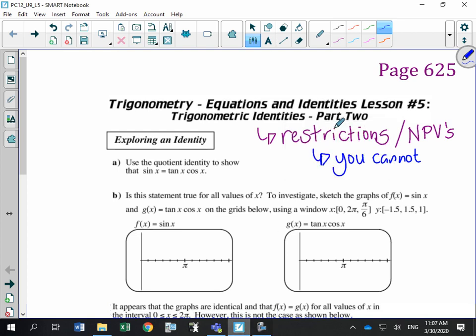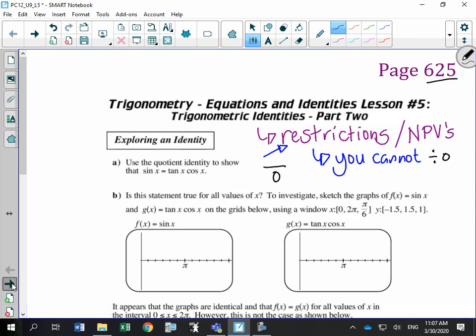This is lesson 5 from the Trig 2 Identities unit, and it's on page 625 of the student workbook. What this entire lesson is going to be on essentially is we're going to continue with looking at identities and proving identities, but more specifically we're going to be focusing on restrictions and on NPVs. And remember that you can never divide by 0. So you cannot divide by 0. So whenever we have fractions, we can't have 0 on the bottom. That's going to give us our NPV or our restriction.